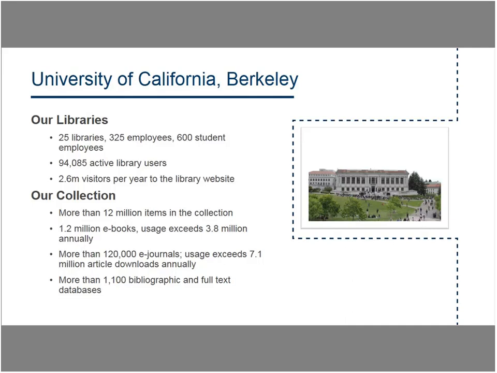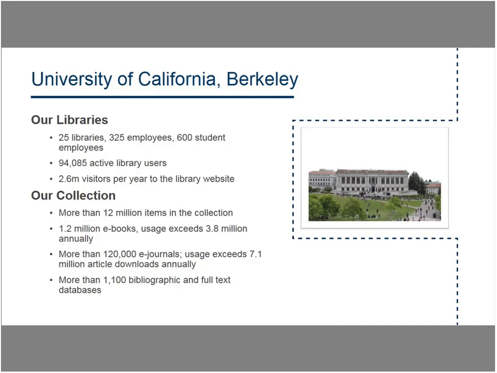Our collection has about 12 million items, and it's made up of a variety of materials, including media and film and video and maps. We also have approximately 1.2 million ebooks that usage exceeds 3.8 million a year. And then we have approximately 120,000 e-journals, and their usage exceeds 7.1 million article downloads annually. We have approximately 1,100 bibliographic and full-text databases. At Berkeley, we also have about 45 selectors covering a number of subject and regional areas, and we serve approximately a student body size of 42,000 FTE.